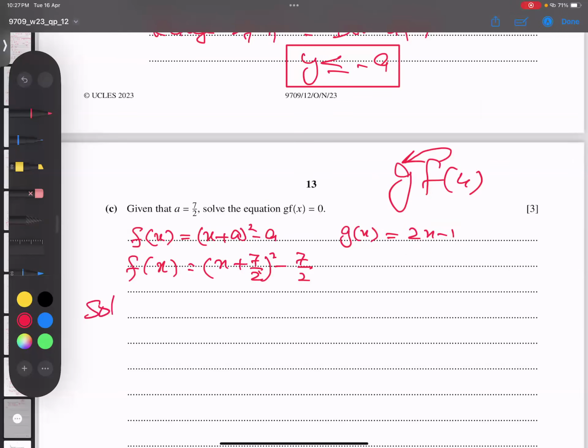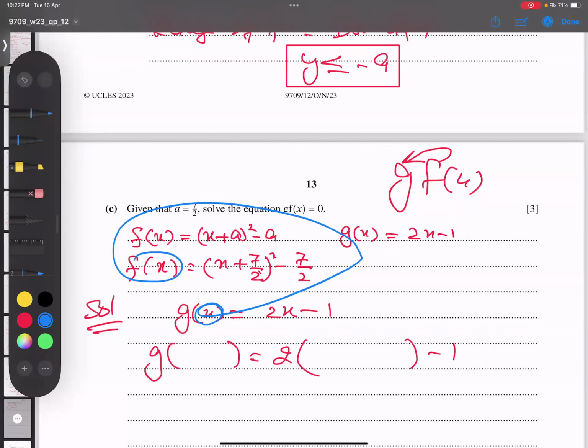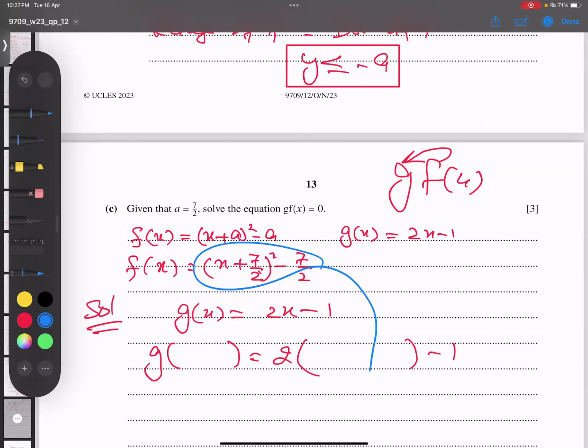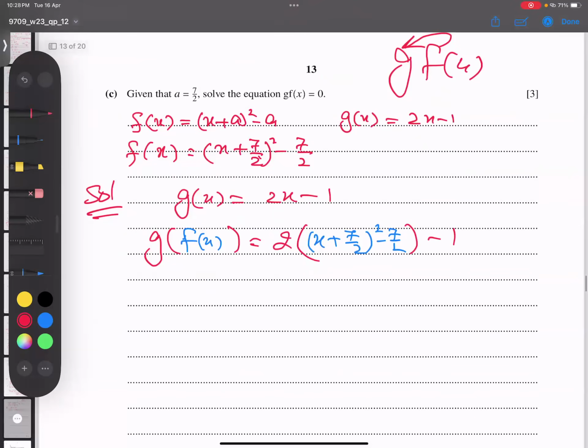So the solution starts from here. I'm copying the g function first of all, 2x minus 1, and wherever there is an x, I will leave empty spaces. Here I will copy the function name and the value will go here. So I'm writing here f of x, which is (x plus 7 by 2) whole square minus 7 by 2. I think that's clear. And this is actually 0.